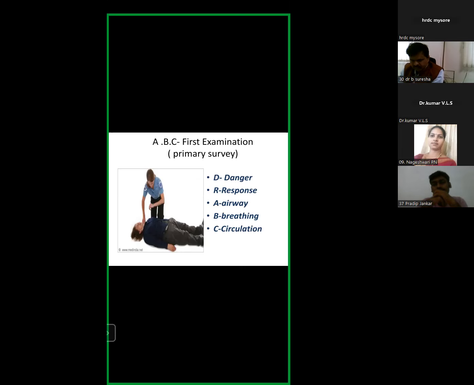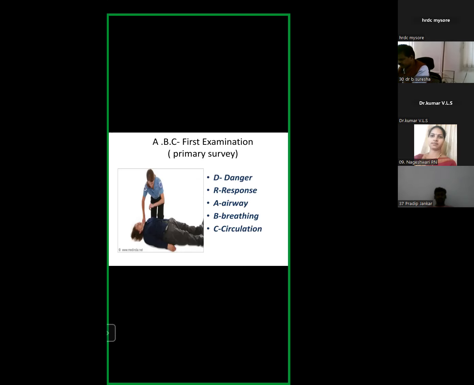So we use the look, listen, feel method. Look for the chest movement, listen for the breath sound, and feel the warm breath air, not through the fingers but through your cheek. You need to go close to the casualty to find that out. And the C means circulation. Circulation means a pulsation.